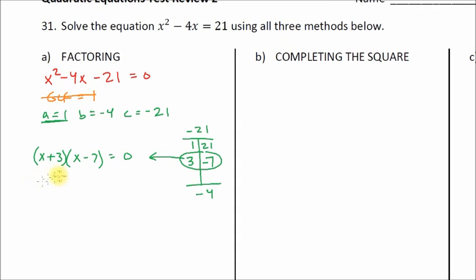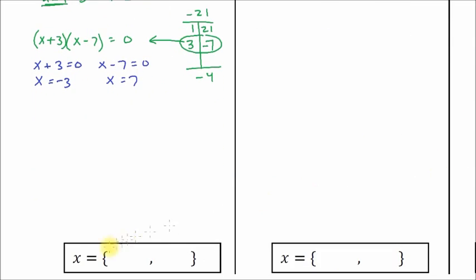If we're solving now, we've got intercept form. We have to figure out what changes x plus 3 to 0, or what changes x minus 7 to 0. x is going to be negative 3 here, and x is going to be positive 7 here. So our solutions, when we factor it, are x can be negative 3 or positive 7.